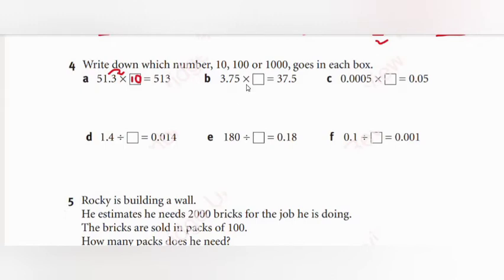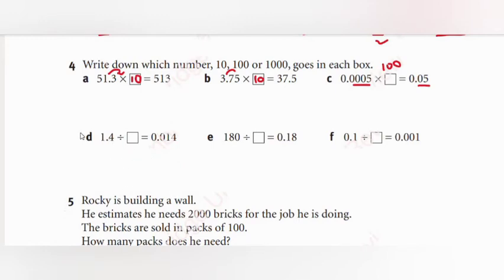So 3.75 multiplied by which number gives 37.5? It means the decimal point moves one digit here from left to right. So this is also 10 multiplied by this value gives the answer. Now you can see 0.000, 3 zeros are there. Multiply which value can give 0.04? That means here you can see 4 decimal places and here 2 decimal places. So definitely 2 has been reduced, and 100 has 2 zeros, so we put 100 here. So the answer is 100.